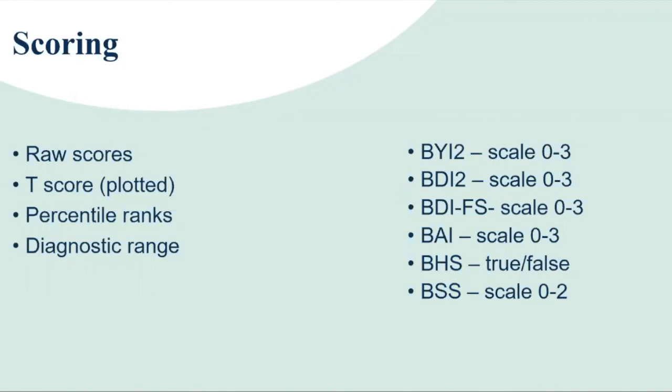And all of the Beck assessments have a similar process for scoring, as you can see on screen. So with the majority of responses being scored using a scale from 0 to 3, with the Beck Hopelessness Scale, this is scored using true or false statement responses, and then the Beck Scale for Suicide Ideation uses a scale from 0 to 2.